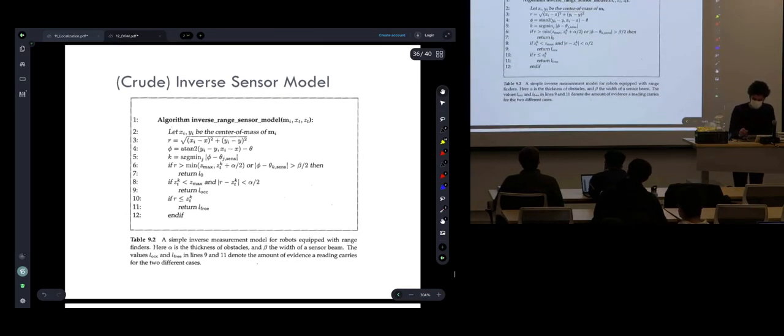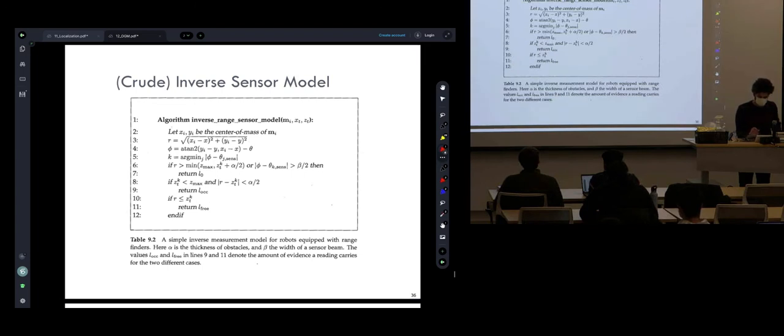So the algorithm works like this. I want to ultimately return a log odd value at time t based on current knowledge of the robot pose and observations for the map cell i here. So what we're doing is that consider the center of mass of the cell to be xi and yi in line 2. Calculate the range and bearing relative to where the robot is located. That will give you r and phi.